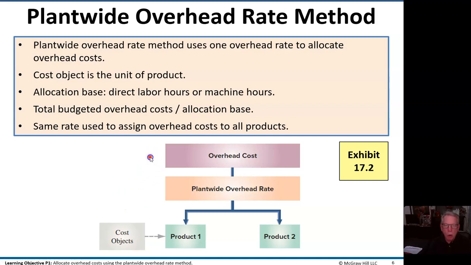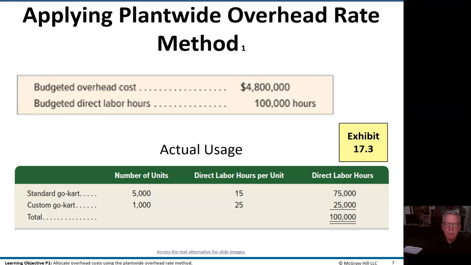So here's our total overhead expected cost, estimated, and then our plant-wide overhead rate. That's a predetermined overhead rate. And then we apply it to the products. And we did that in the prior 2 chapters. Okay, so here's an example. The budgeted overhead was $4,800,000. The budgeted direct labor hours was 100,000 hours.